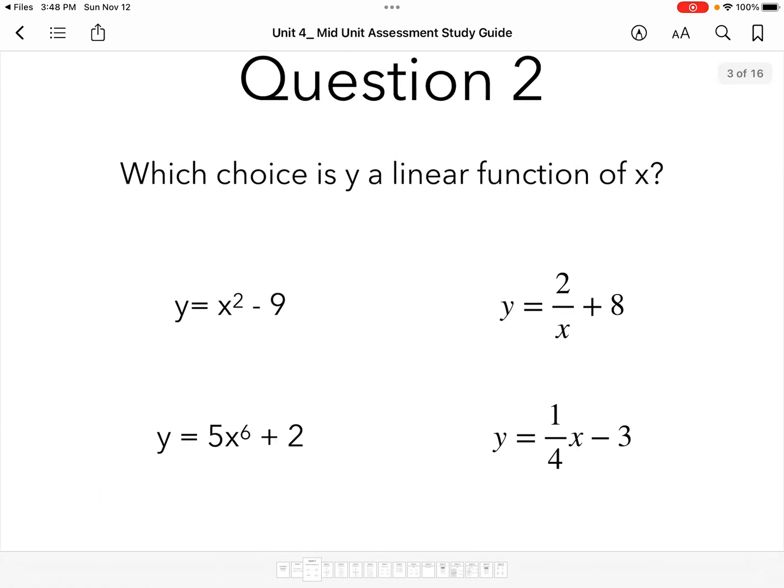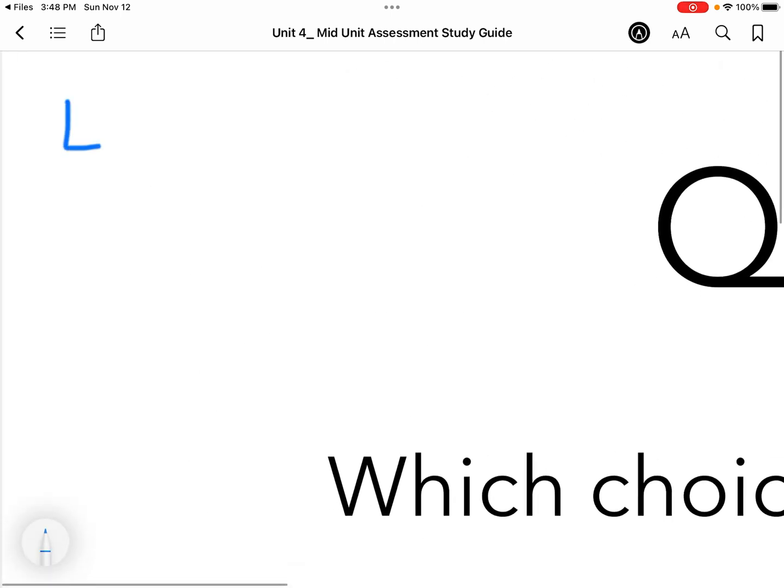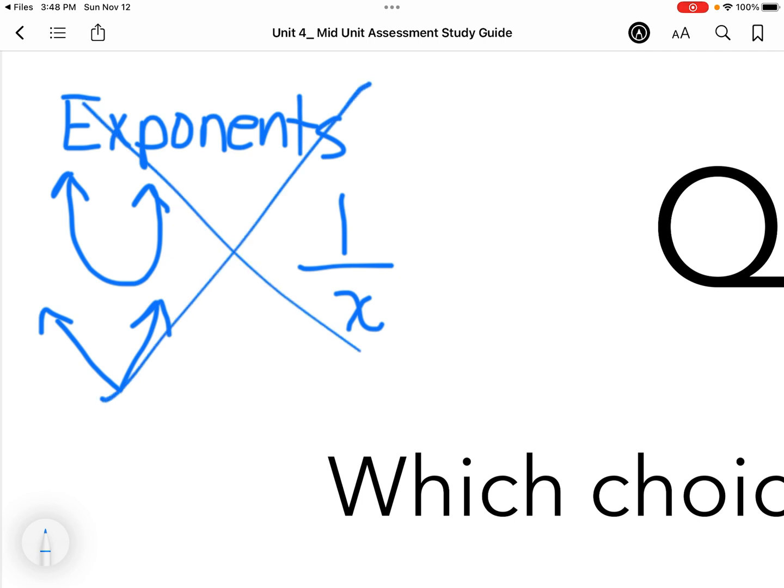All right, which choice is y a linear function of x? When you're talking about linear functions, we talked about things that couldn't happen, about a week and a half ago. You can't have exponents. We talked about how it would make a parabola, or like a V shape. We looked at the different shapes. We also talked about how you couldn't have a fraction and divide by x. Those were things that could not happen if it was going to be a linear function.